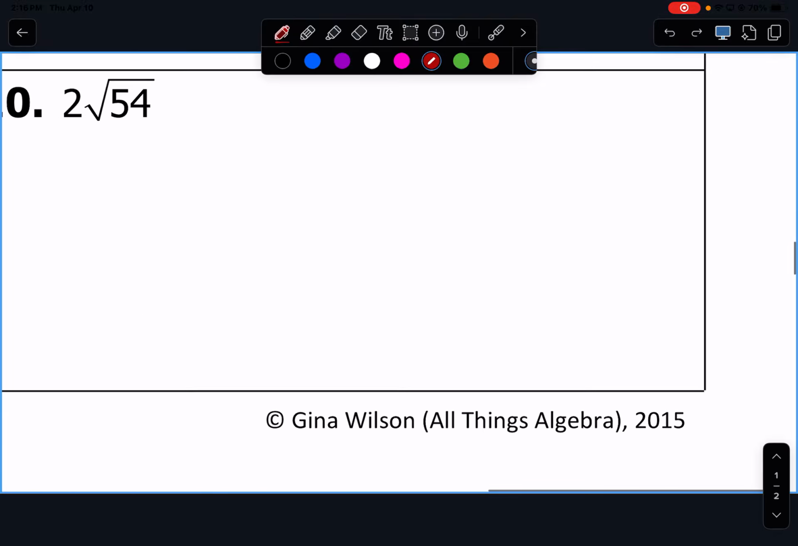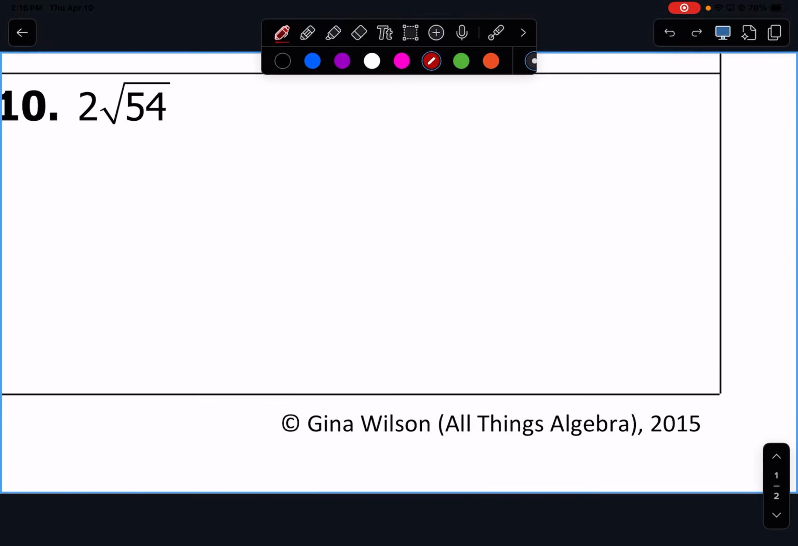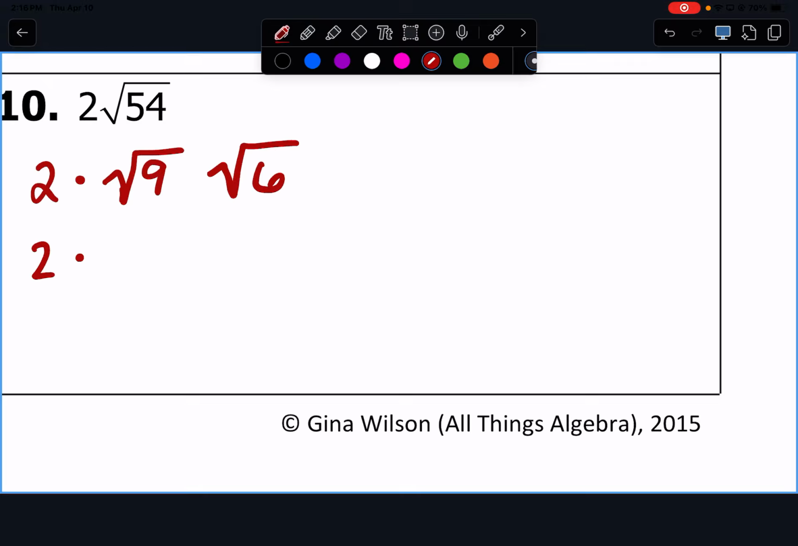Number 10. So number 10 is the same thing, except it's saying 2 times the square root of 54. So we're going to have to say 2 times the square root of the perfect square and the other number. What is the biggest perfect square that can go into 54? 9. How many times can 9 go in? 6. So we get 2 times, what is the square root of 9? 3. And then we have times the square root of 6. So what should my answer be?